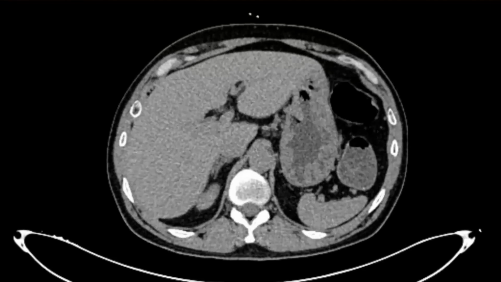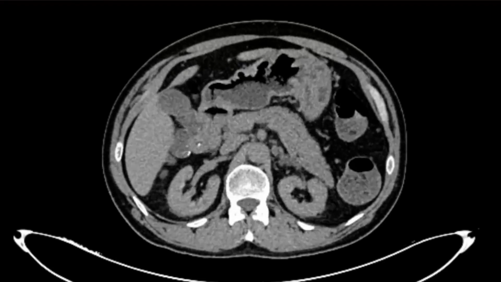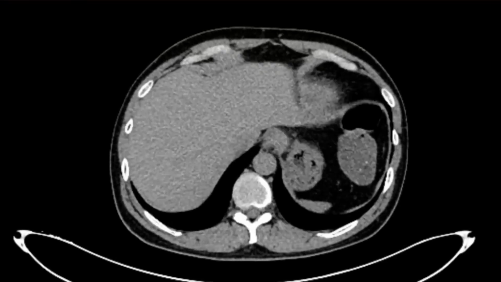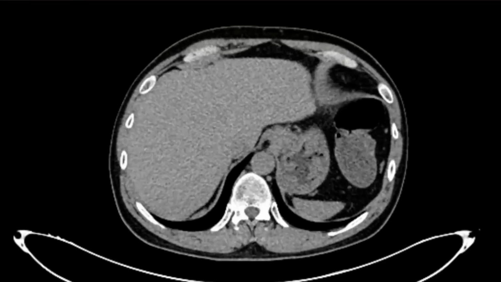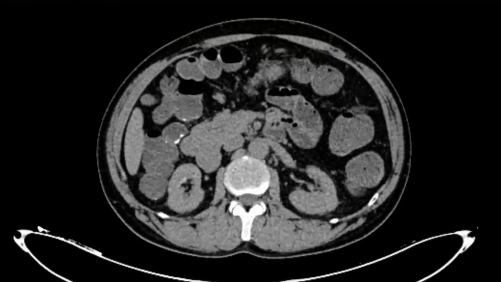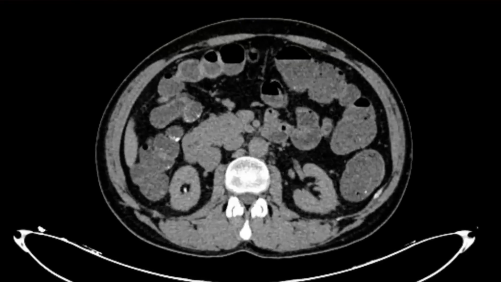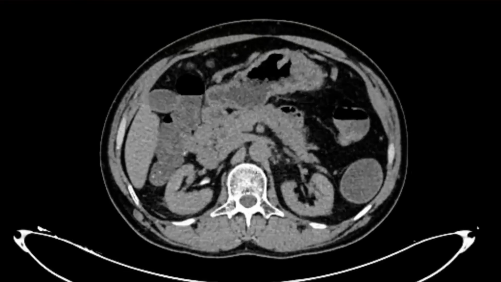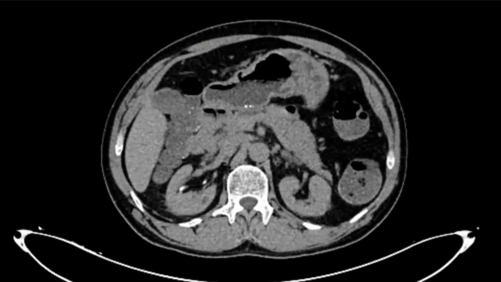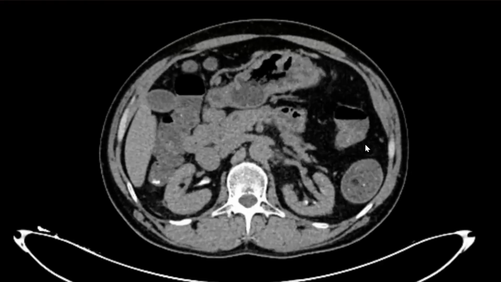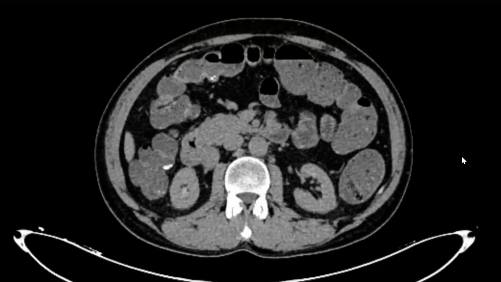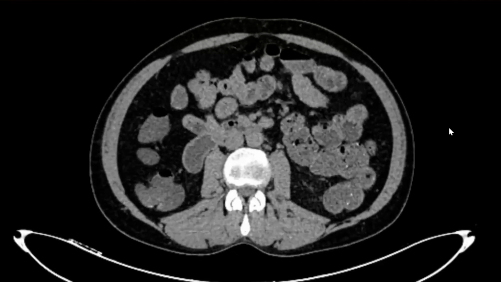I'm looking at the pancreas. The pancreas is normal. The kidneys. There are some non-obstructing calcifications. I think they are vascular calcifications. They might be early Randall plaque or vascular calcification. You can let them go.